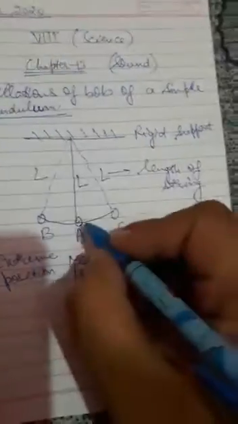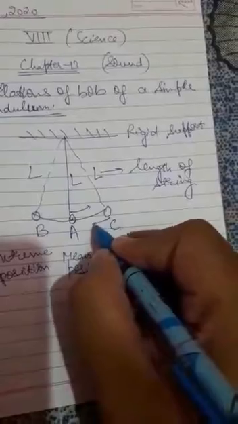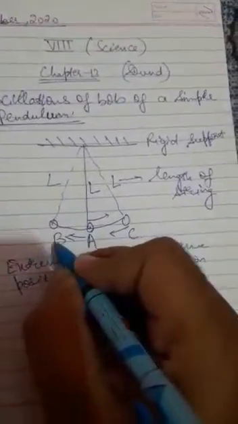First, when the bob of the simple pendulum is made to oscillate, it will go from position A to position C, come back from C to A, then go from A to B, then come back from B to A position. Now what will happen?